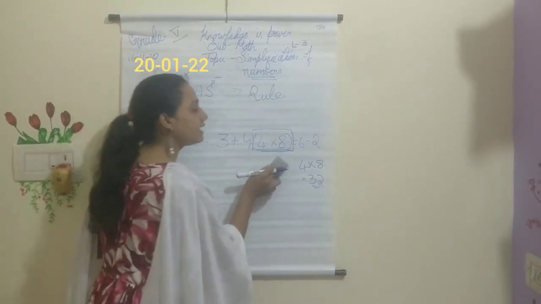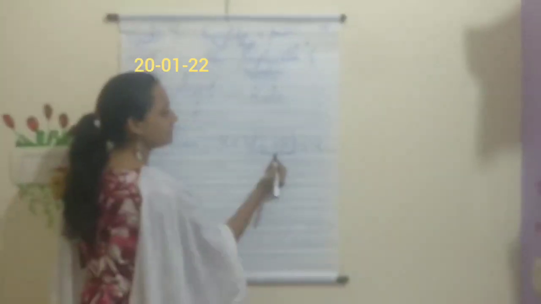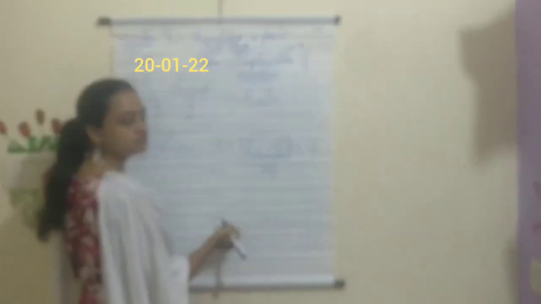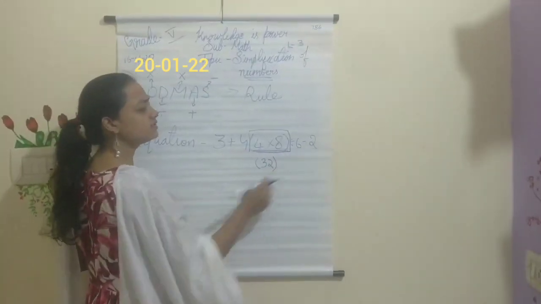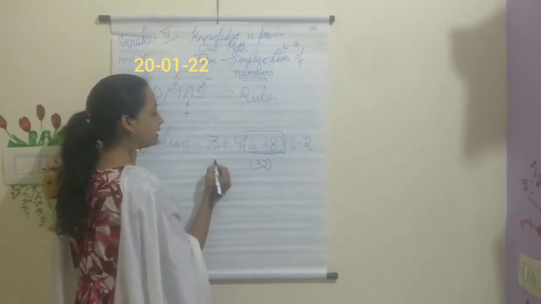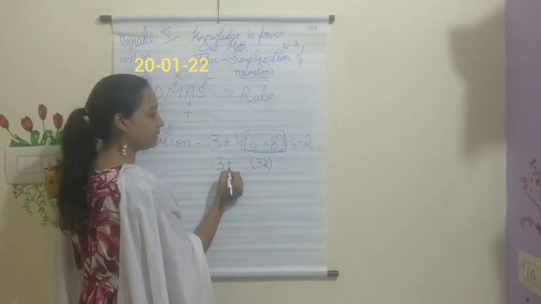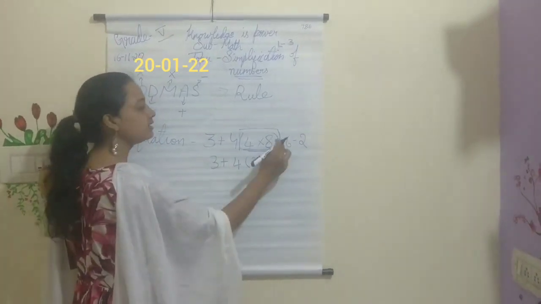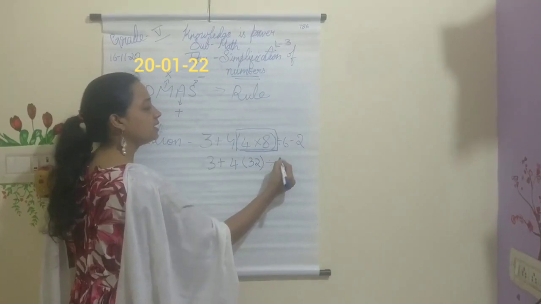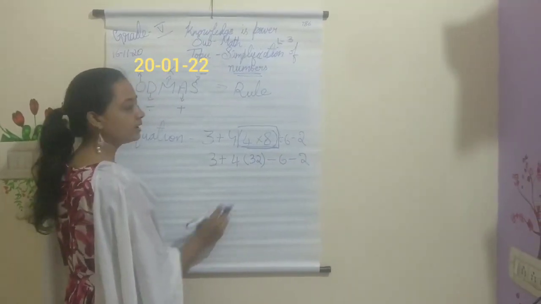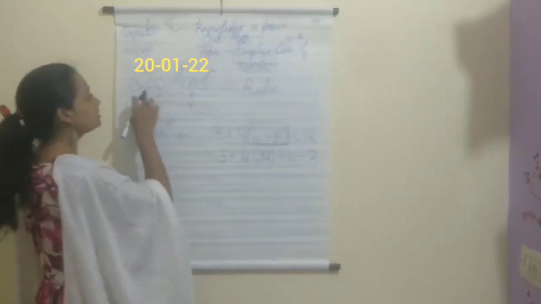So I have to write the answer inside the bracket now. 32. What about the rest of the numbers? I should write it as it is down. Like 3 plus 4. I have simplified it. Next I have division, 6 minus 2. I finished the bracket. Next is off.